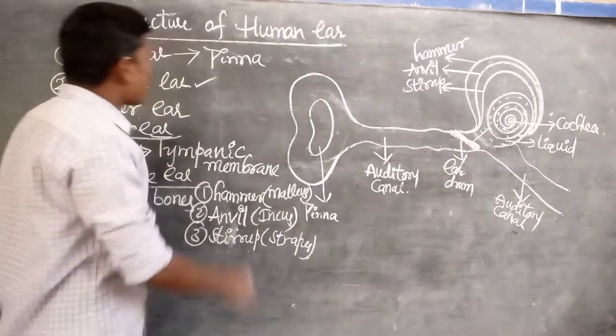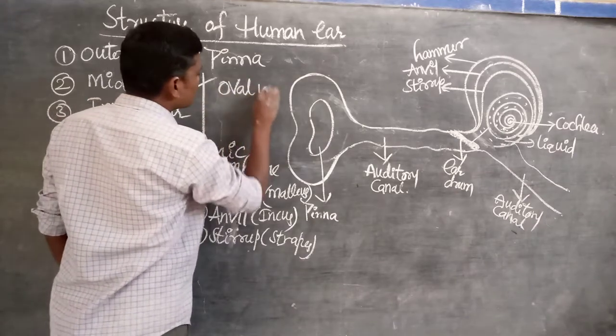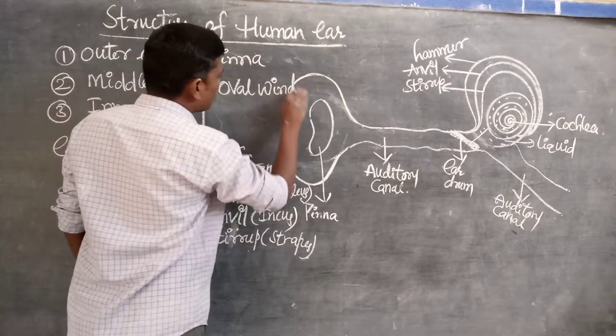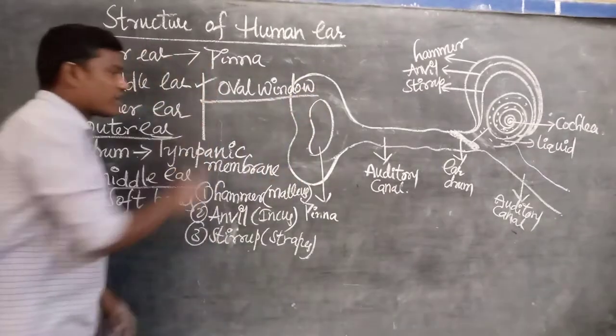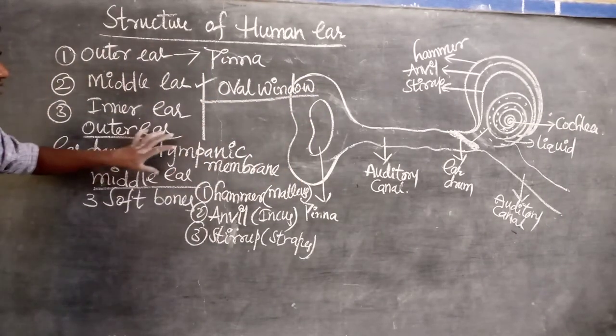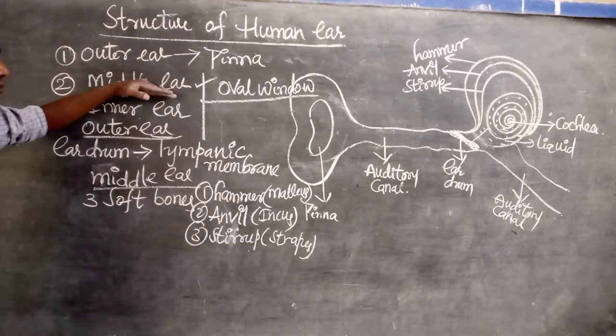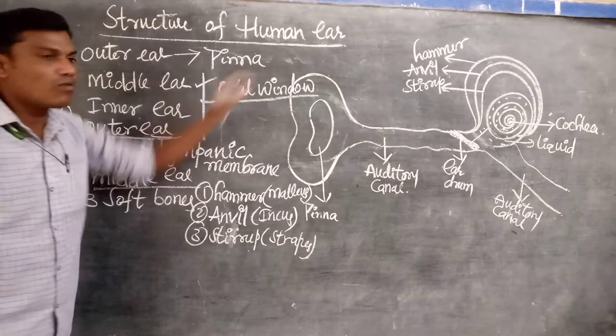That narrow hole is called the oval window. It is present in the middle ear. As the frequency of the sound signals increases from the eardrum reaching the middle ear, it will be passing through an oval window.